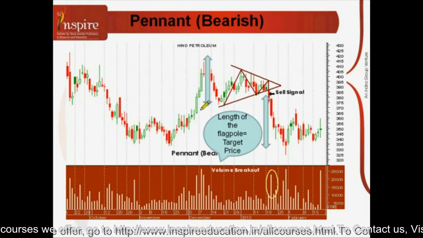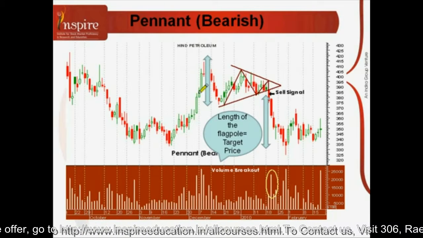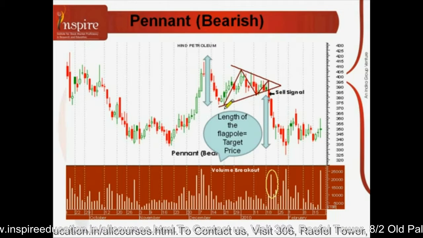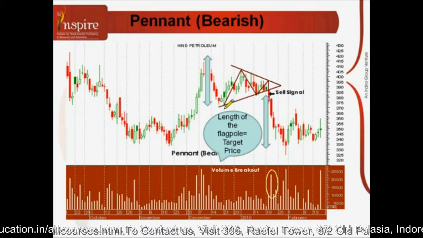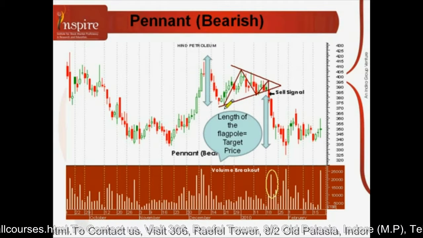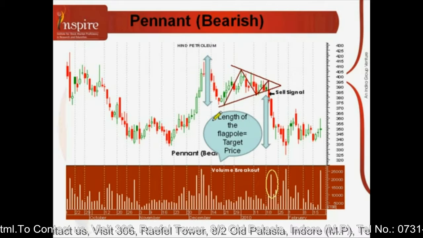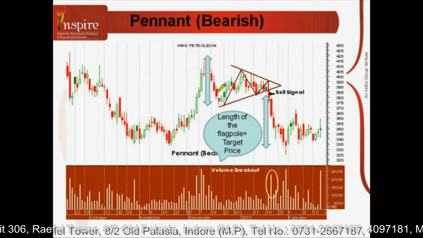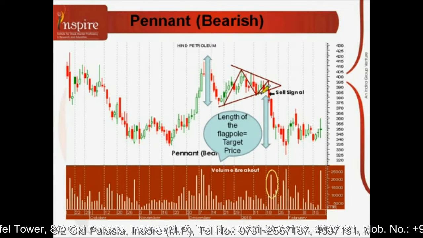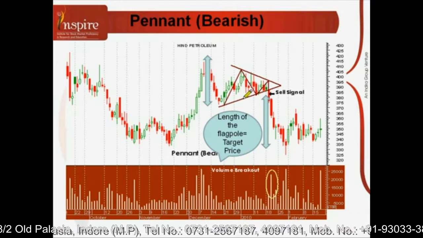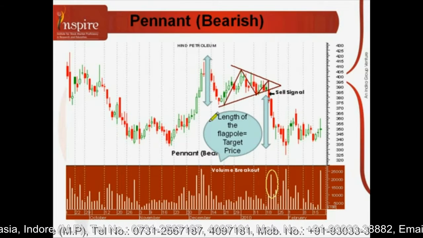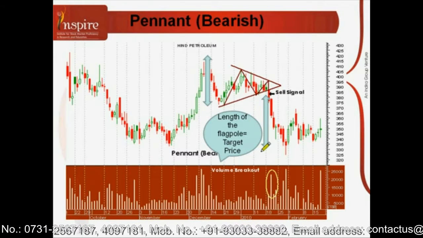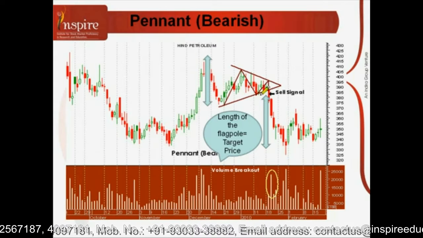The pennant is considered to be a pause in a downtrend. Following the pennant, the price typically jumps down to replicate the height of the mast. At this point, if we place this height of the mast here and subtract this height from these levels, we will get the target price that the pattern completion will achieve. So the length of the flagpole is equal to the target price. Once it is subtracted from here, these levels can be achieved at the completion of this bearish pennant.